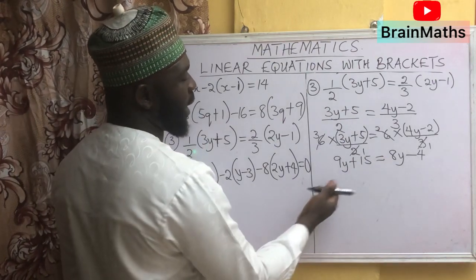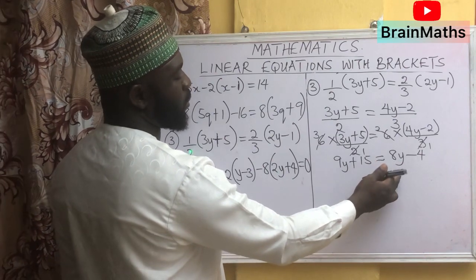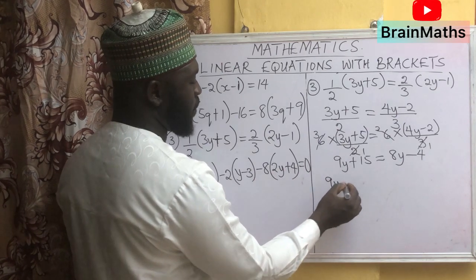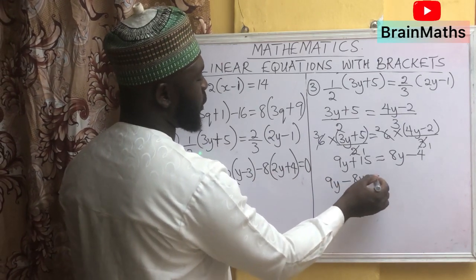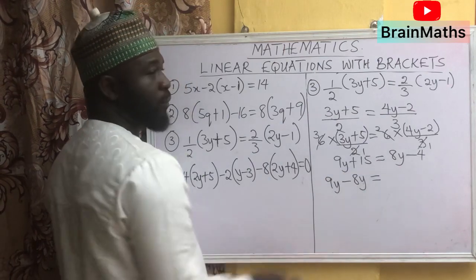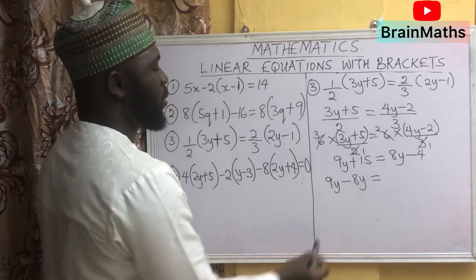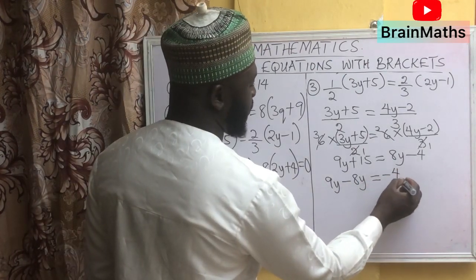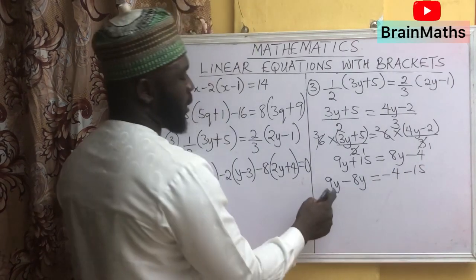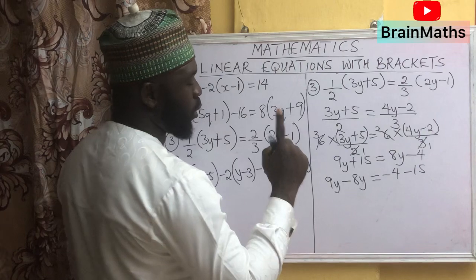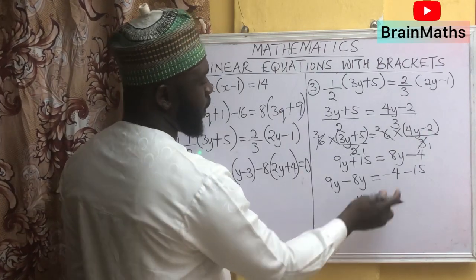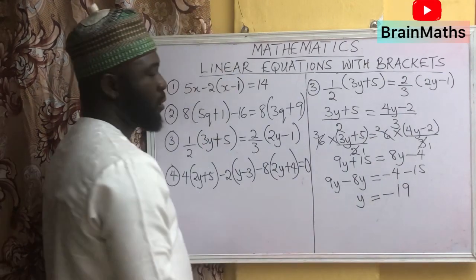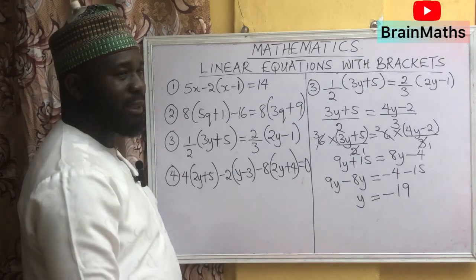The next is to collect like terms. Bring the 8y to this side. 8y is positive here. For it to become 0, we have to subtract another 8y. So we subtract 8y from both sides, which equals, we have a positive 15 on this side. For us to eliminate this, we have to subtract 15 from both sides. So we have minus 4 minus 15. 9y minus 8y will give us 1y, and that is the same as y. Minus 4 minus 15 will give us minus 19. So the value of our y is minus 19.